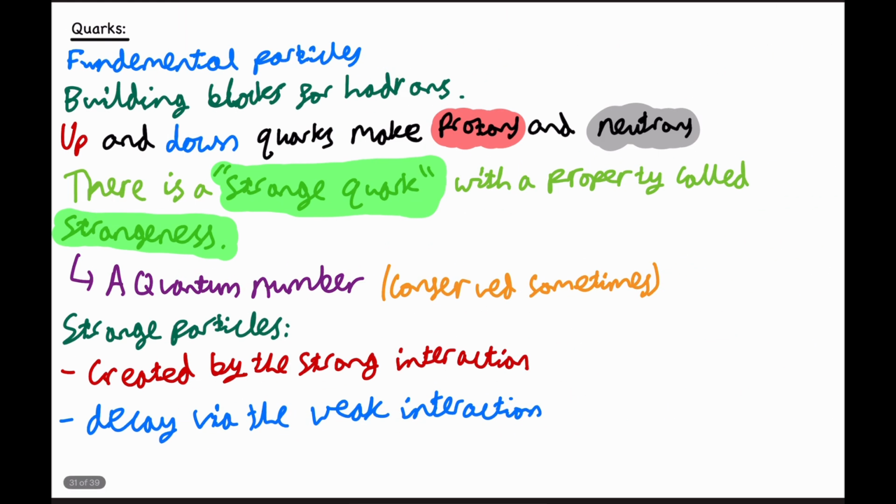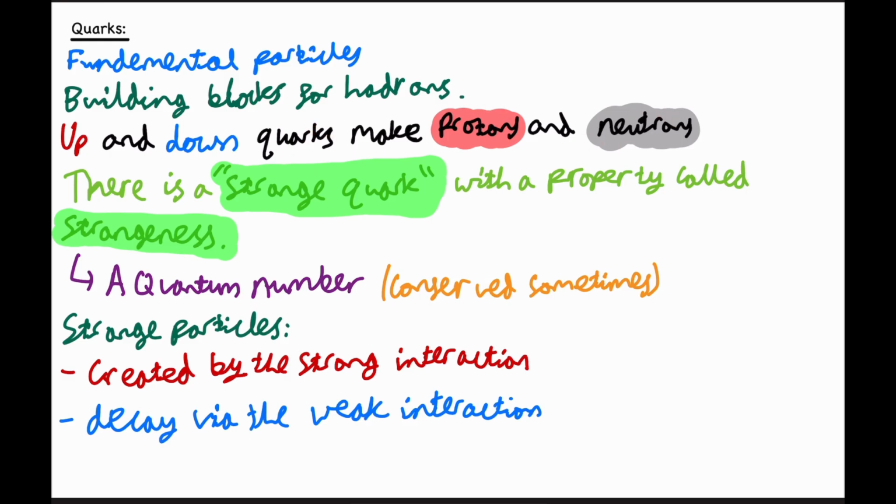So now let's move on to quarks. So quarks are fundamental particles. They are the building blocks for hadrons, as we said before. Hadrons aren't fundamental particles. They are made up of these quarks. And you have the up and the down quarks. Weird names, I know, but these quarks make up the protons and the neutrons in the nucleus.